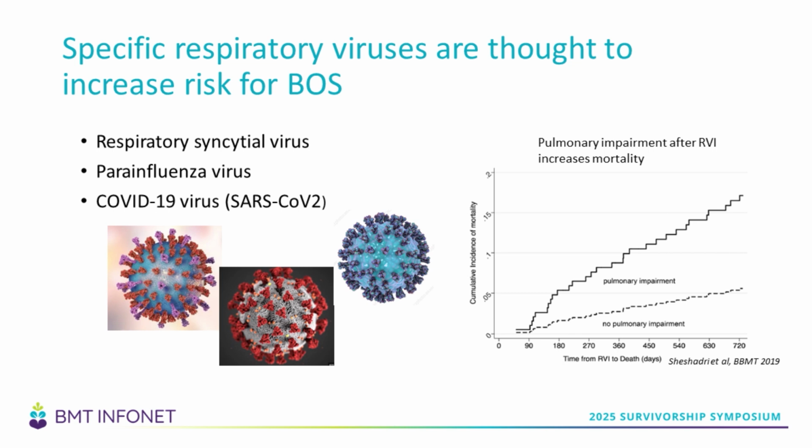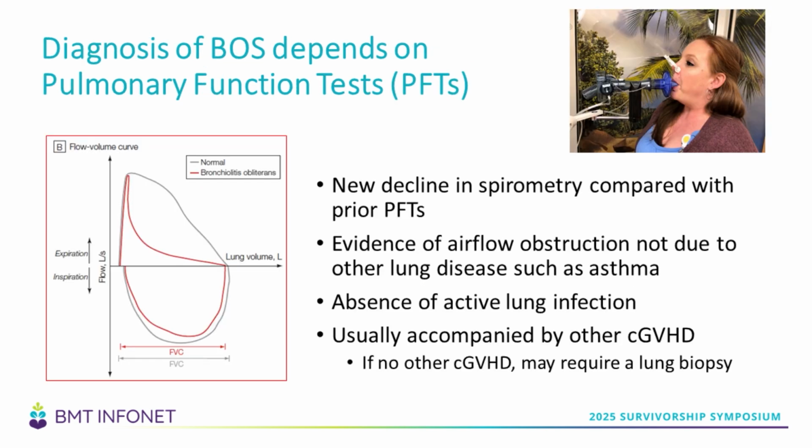It's also important to know that we think that specific respiratory viruses increase one's risk for BOS. This knowledge comes from two retrospective studies, and right now I'm doing research to look at this in a prospective study: if you have lung dysfunction after a respiratory viral infection, you're more likely to not do well long term. The specific viruses that we think impact BOS include respiratory syncytial virus, parainfluenza virus, and COVID-19. So it's important to get vaccinations after transplant.